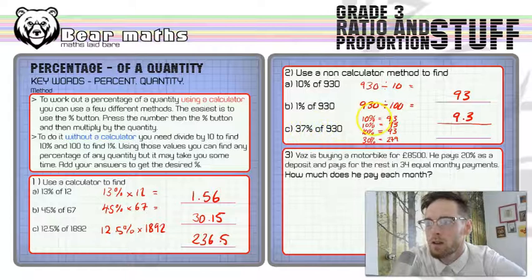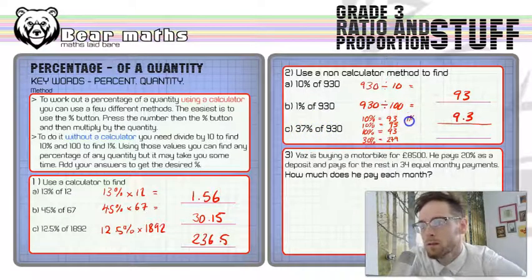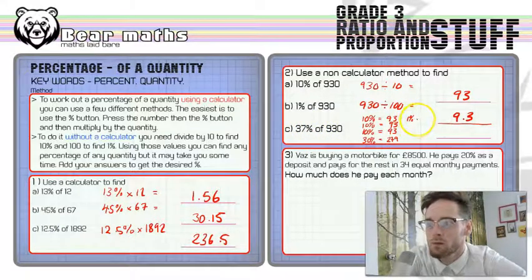Now we want 7%, so we want 1%. And how many of those do we want? We want 7 of those. I'm not going to write that out 7 times. That's just 9.3.